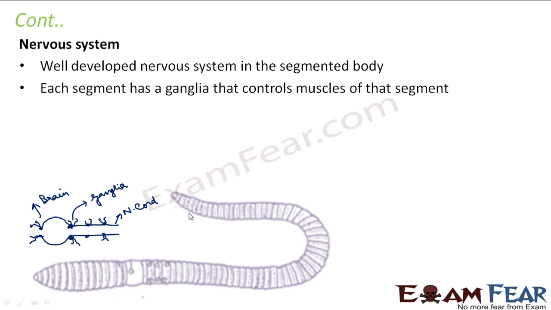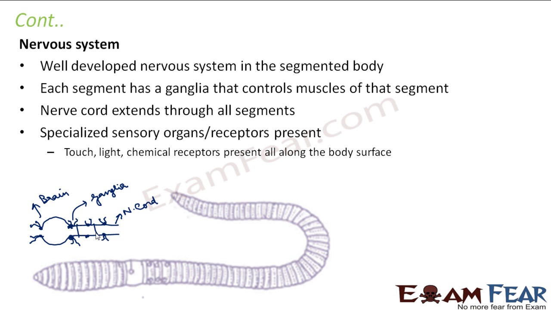Each segment will have a ganglion, and that will control the muscles of that segment. The nerve cord extends through all the segments. Specialized sensory organs or receptors are present, like touch, light and chemical receptors, all along the body surface. So on the surface of the body there are sensory organs which can respond to touch, light or chemicals. This is how the nervous system was in annelids.